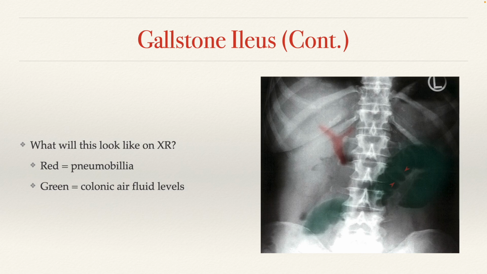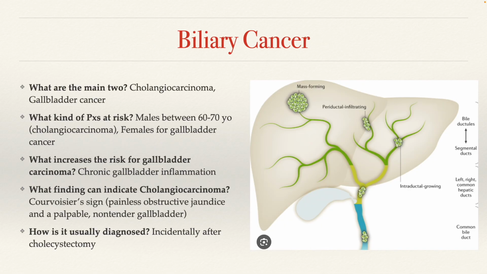Now, here's a picture of it, just so you can see. The red is pneumobilia, and the green is the colonic air fluid levels. So that's the sign of an expanded small bowel and air in the biliary tract.